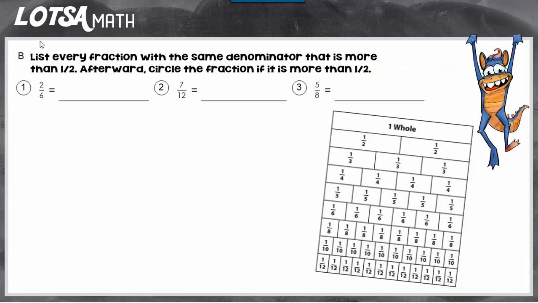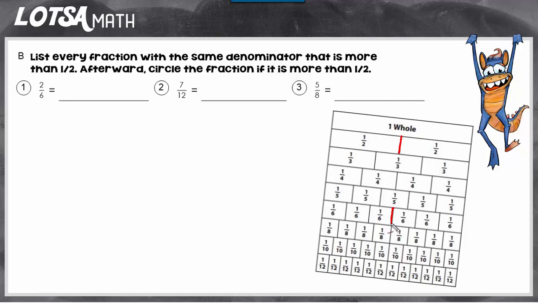So this is very similar to what we've already done, except before we were finding the numbers that were less than 1/2. Now we're going to be listing the numbers that are more than 1/2. So for number 1, we have 2/6. That means we're going to be looking at the 6ths. So if I look at the 6ths, I can see that the halfway mark is right here because it's equivalent with 1/2.